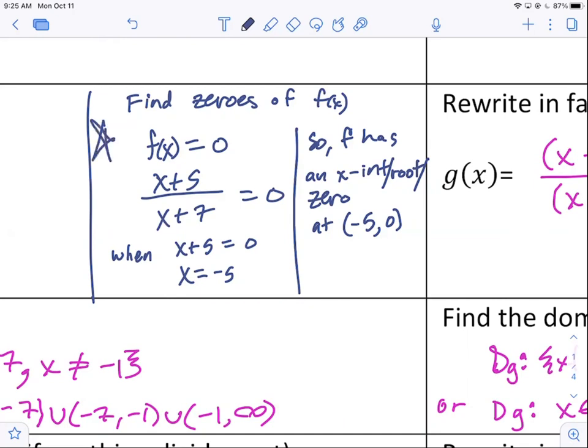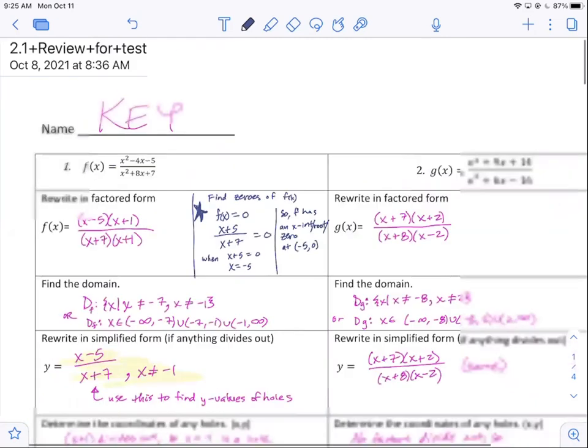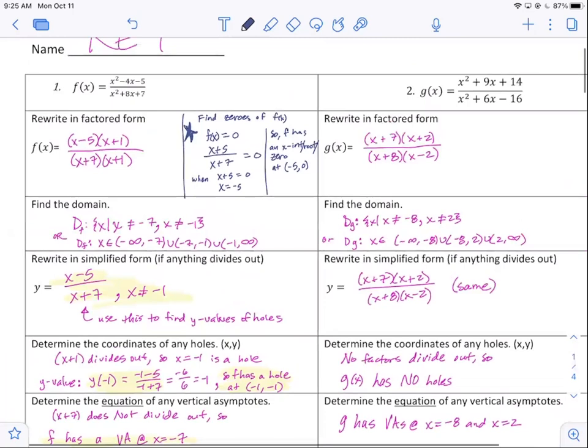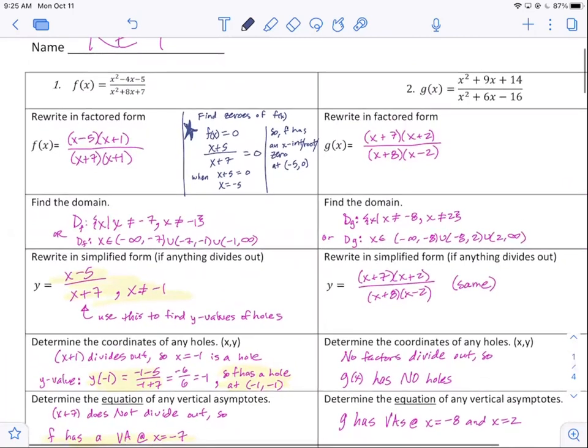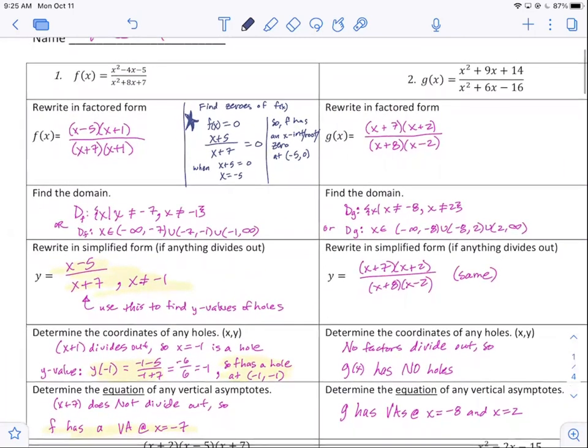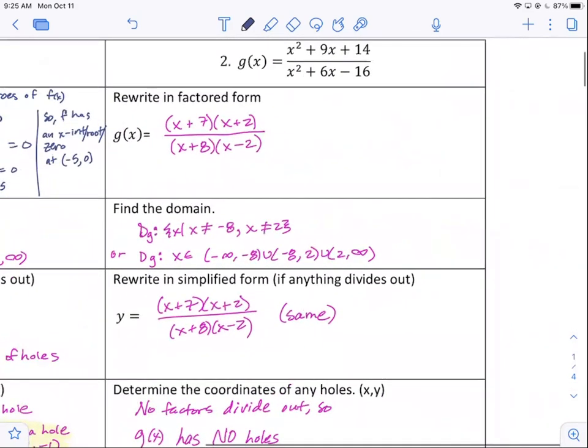All right, so we'll just call this for kicks and giggles, right? All right, any other questions on number 1? Okay, number 2.